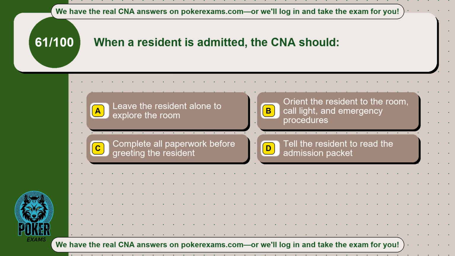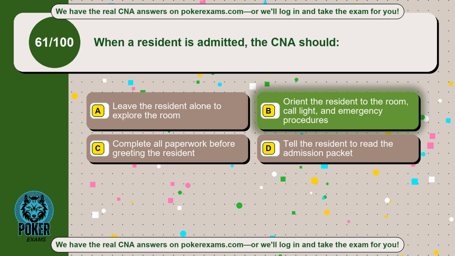Question 61. When a resident is admitted, the CNA should: Option A. Leave the resident alone to explore the room. Option B. Orient the resident to the room, call light and emergency procedures. Option C. Complete all paperwork before greeting the resident. Option D. Tell the resident to read the admission packet. The correct answer is option B.